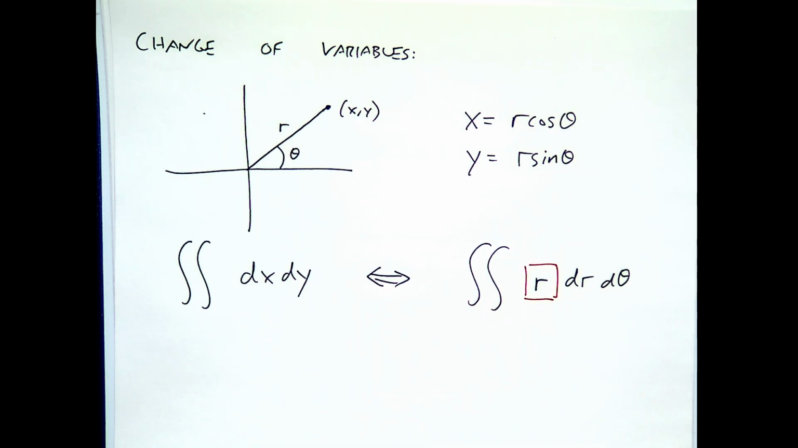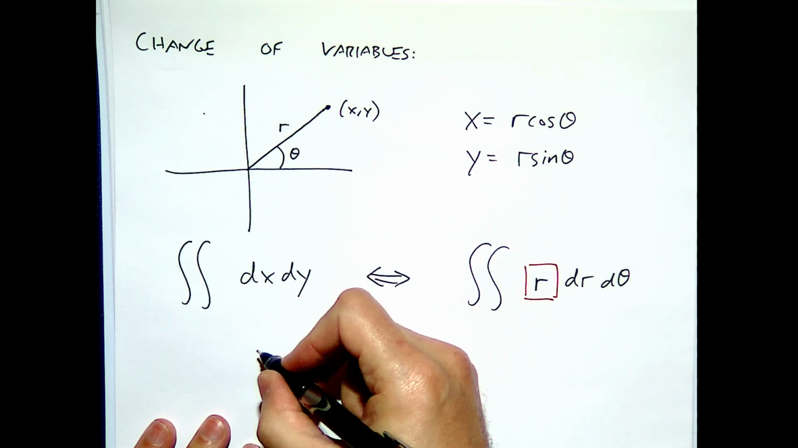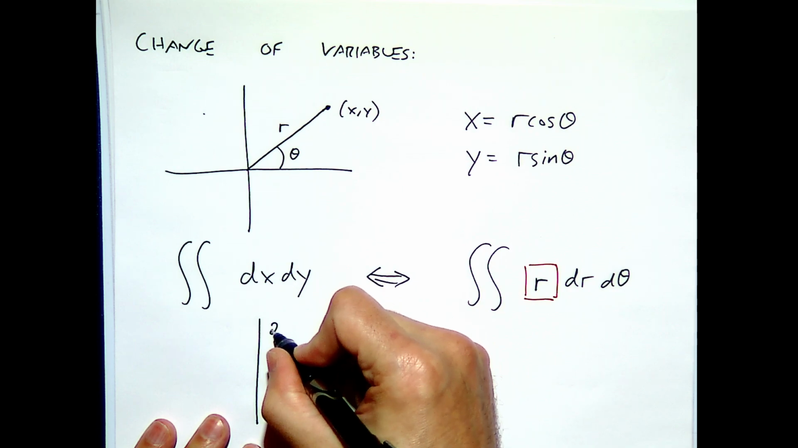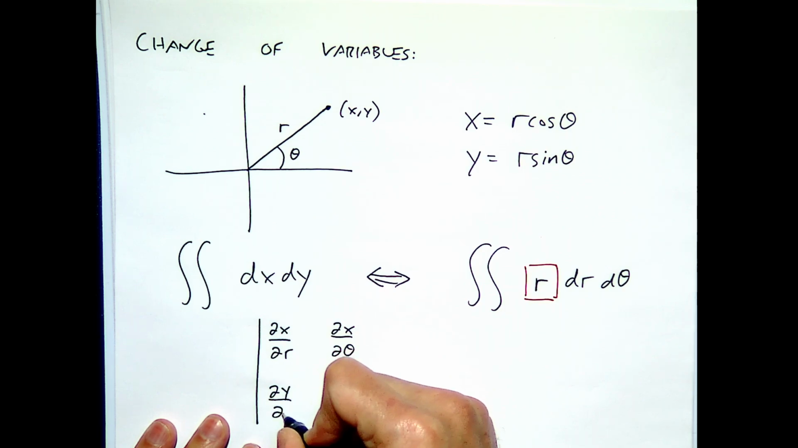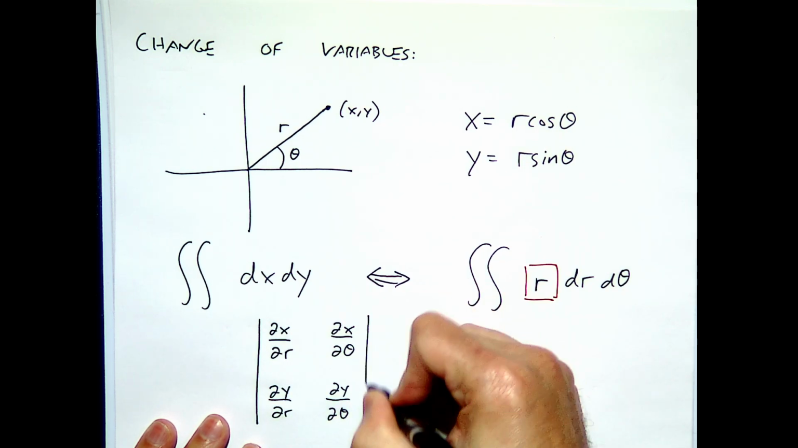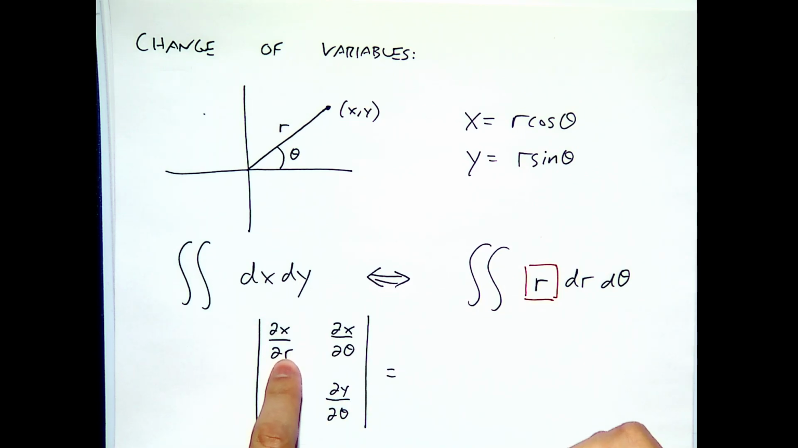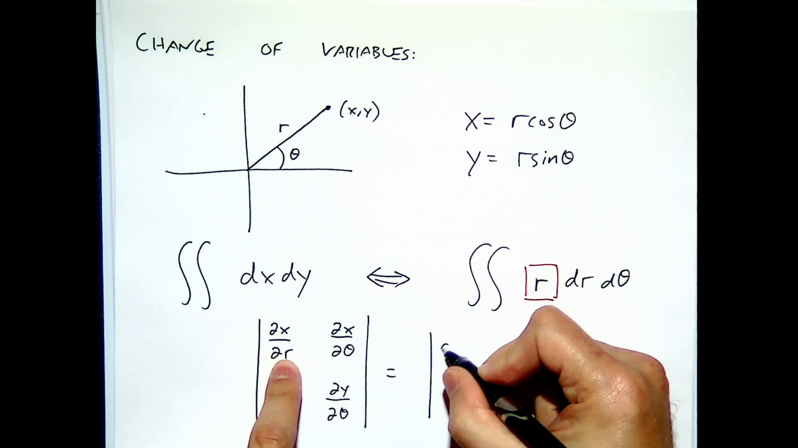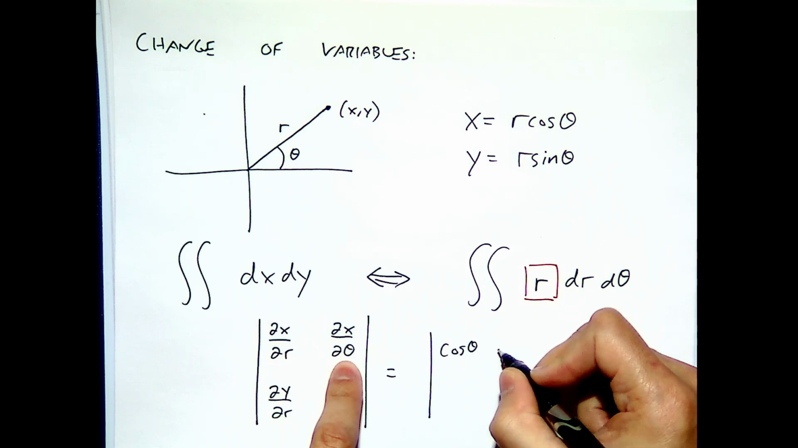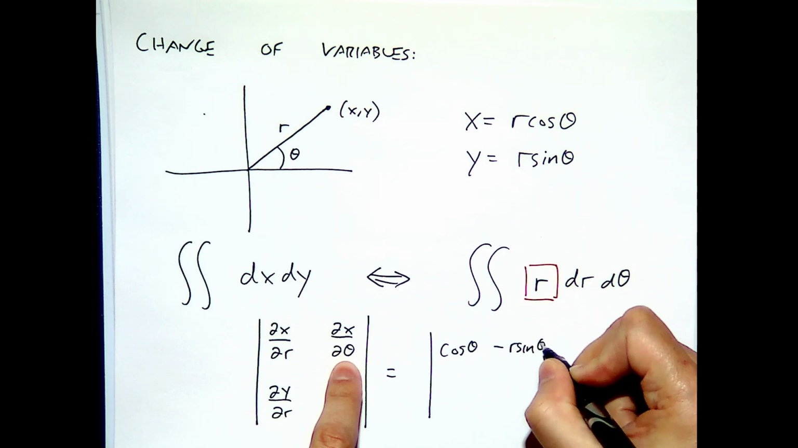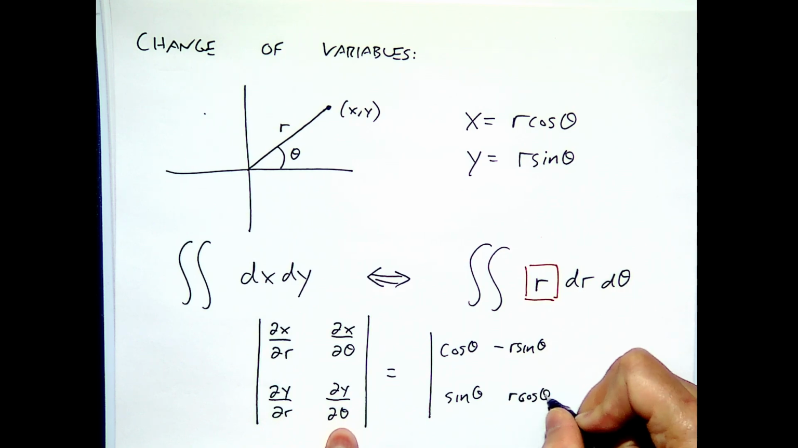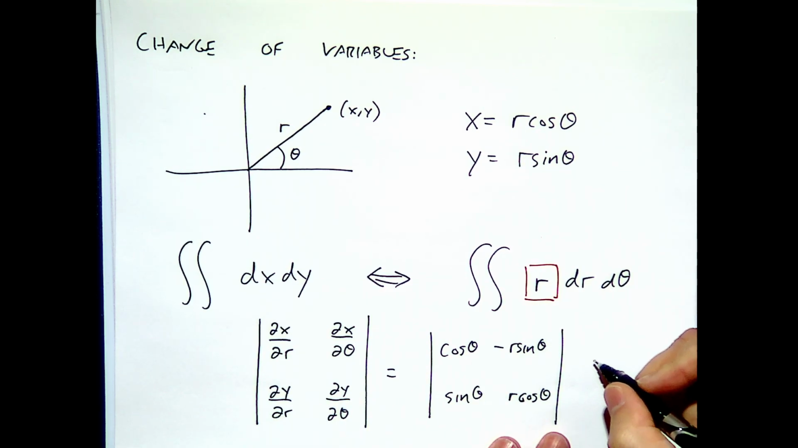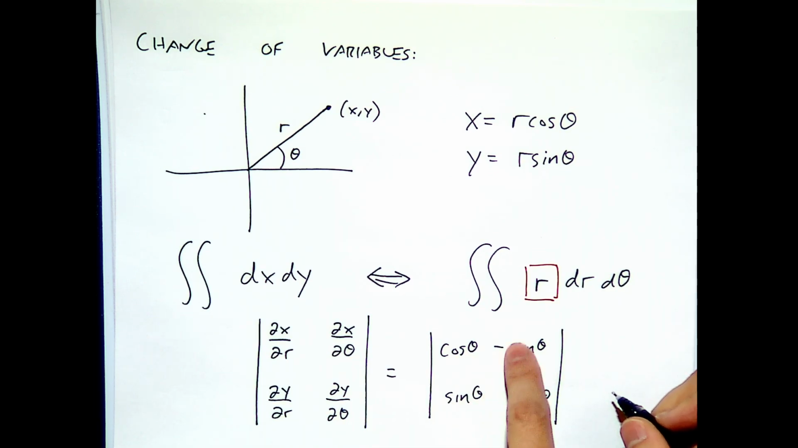So this r, if we remember from calculus, comes from a determinant, right? I have a determinant where I take the partial x with respect to r, partial x with respect to theta, partial y with respect to r, partial y with respect to theta, right? If I look at my formula, the derivative of x with respect to r is cosine theta. The derivative with respect to theta is minus r sine theta. Then I have sine theta and r cosine theta. When I take the determinant of this, I get r cosine squared theta plus r sine squared theta, and that gives me the r, right?